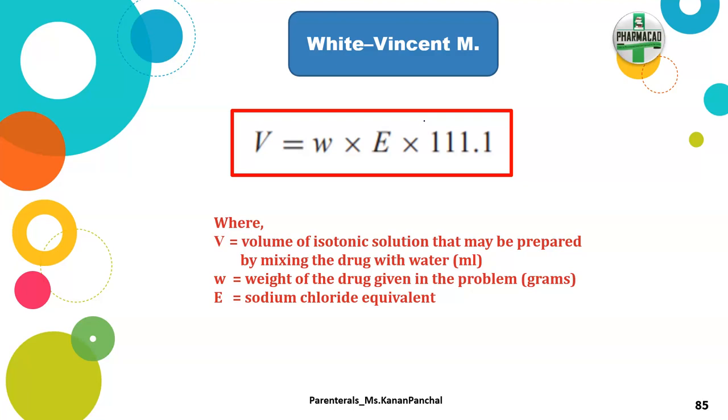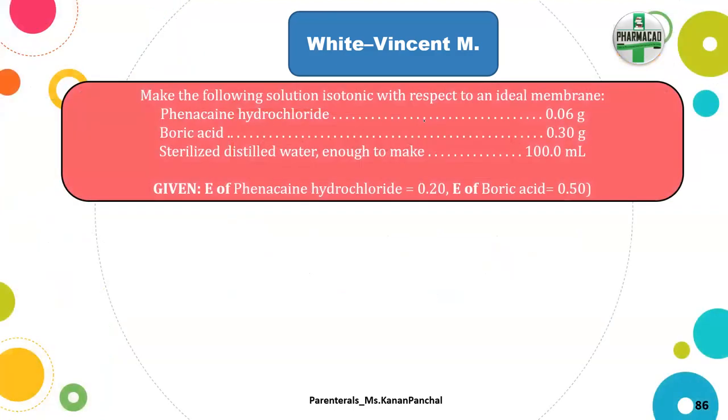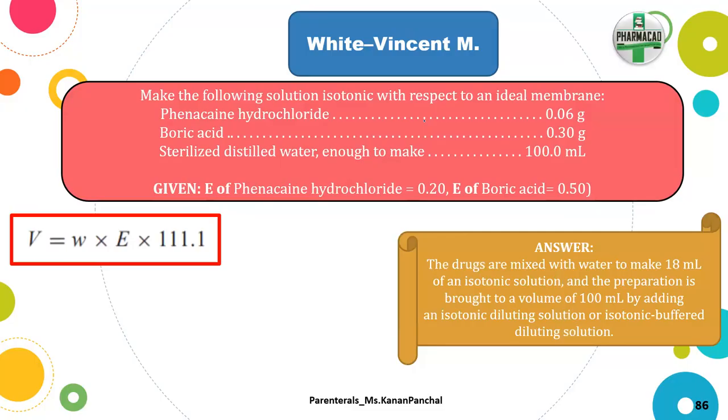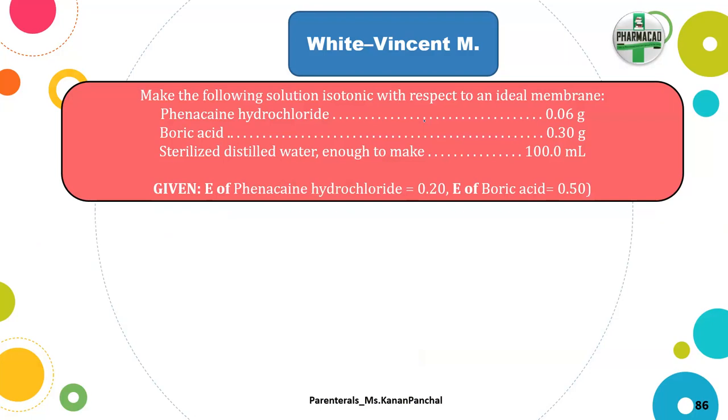White-Vincent method mein tum directly drug ko hi utna use karoge ke wo isotonic ban jaye. All right? So, usme there is no other agent which is being used here. So, yeah, you can solve this one sum instead.